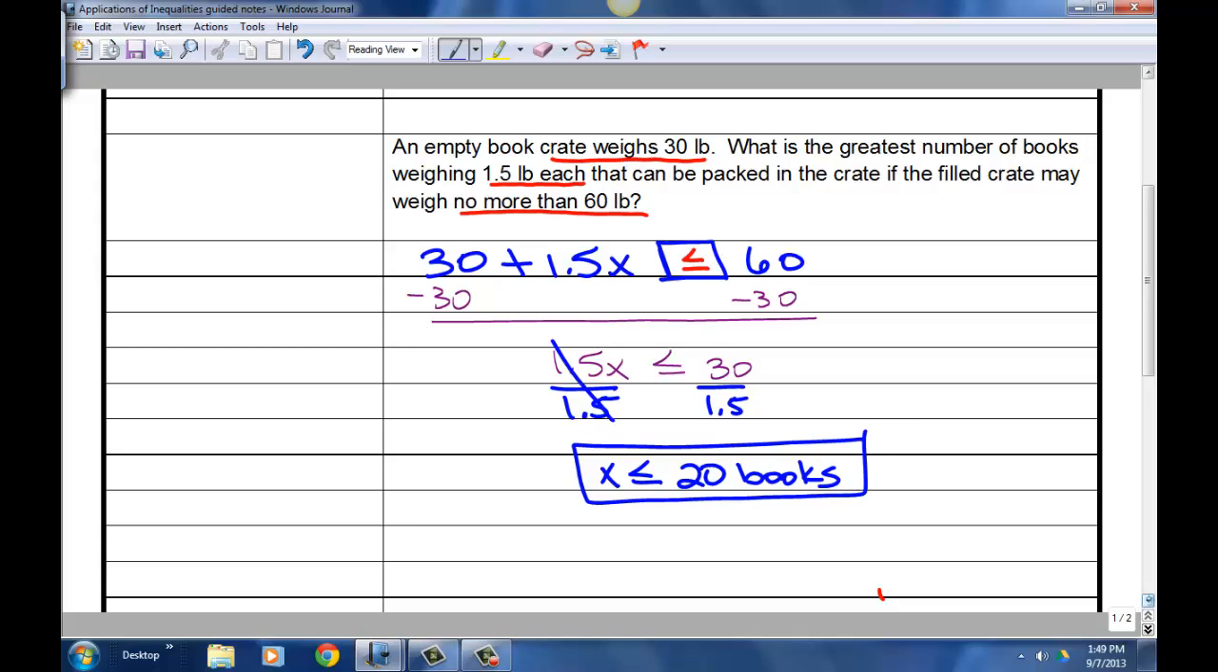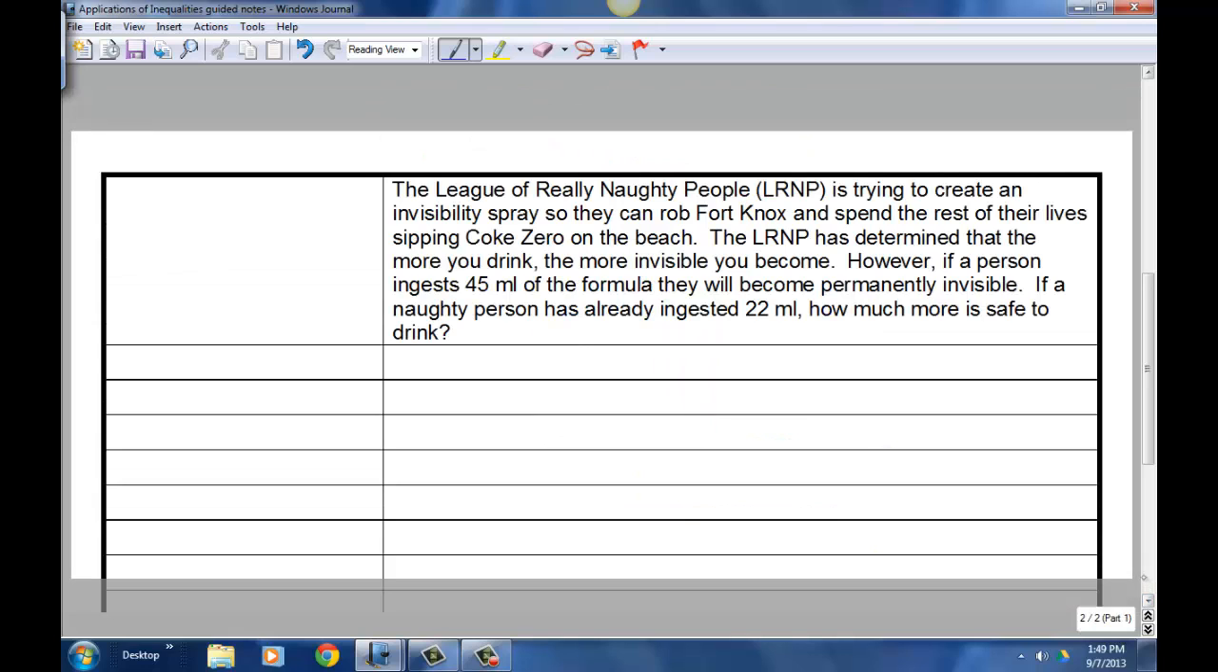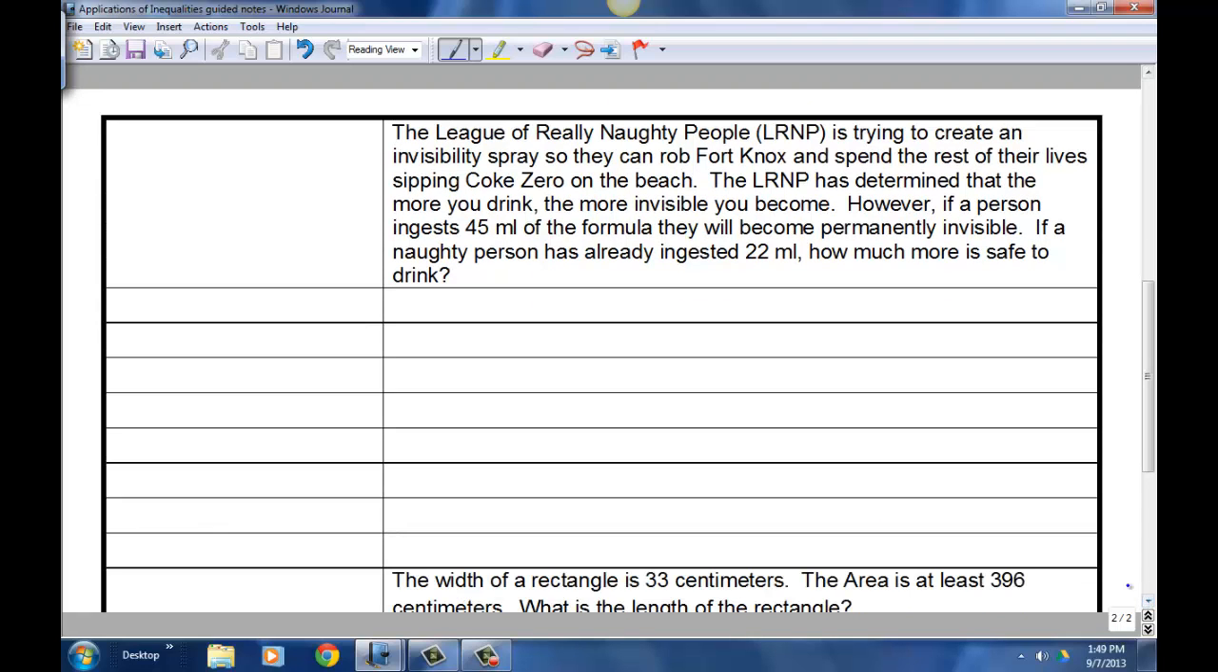Turn to page 2 and let's try a couple more. The League of Really Naughty People, LRNP, is trying to create an invisibility spray so they can rob Fort Knox and spend the rest of their lives sipping Coke Zero on the beach. The LRNP has determined that the more you drink, the more invisible you become. However, if a person ingests 45 milliliters of the formula, they're going to become permanently invisible. If a naughty person has already ingested 22 milliliters, how much more is safe to drink?